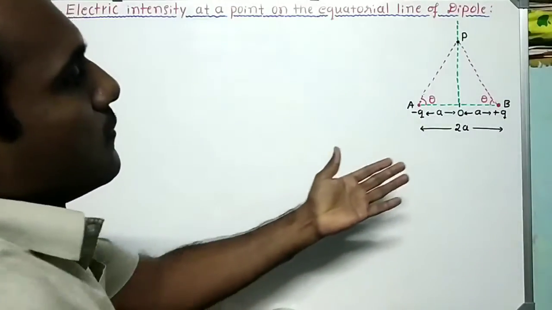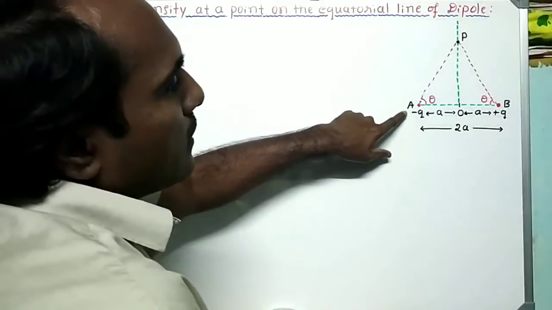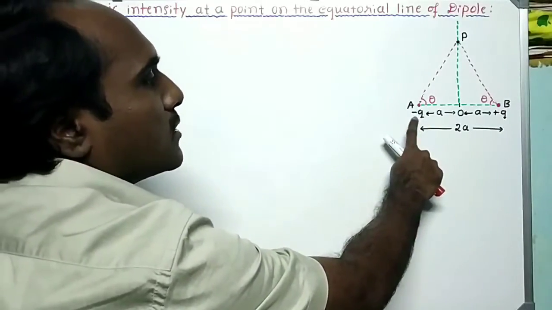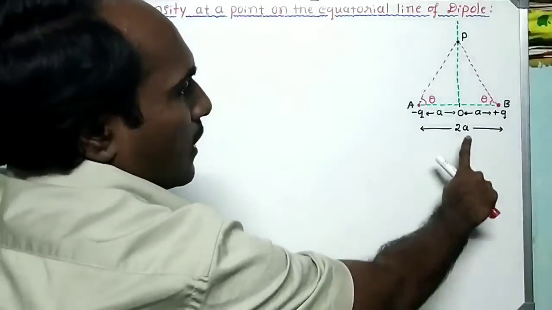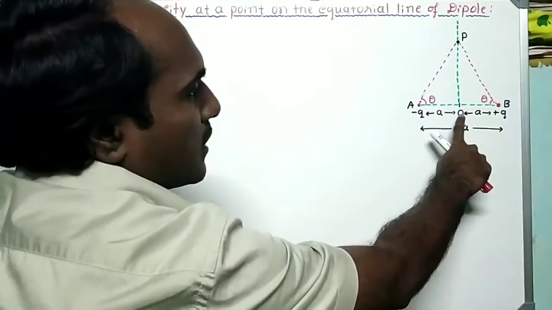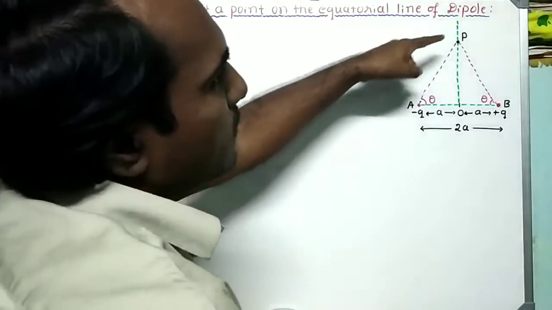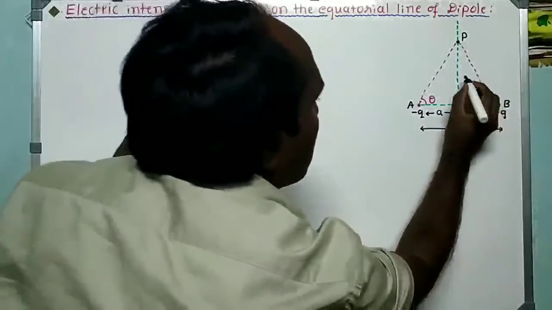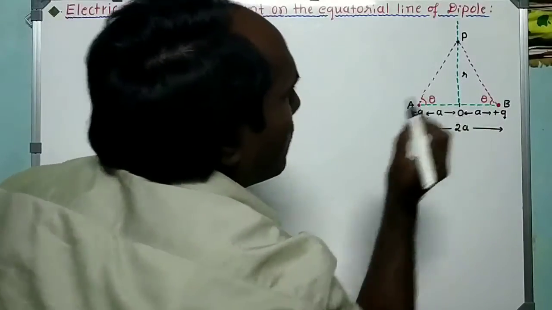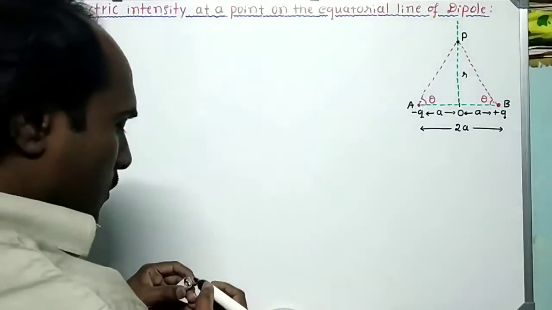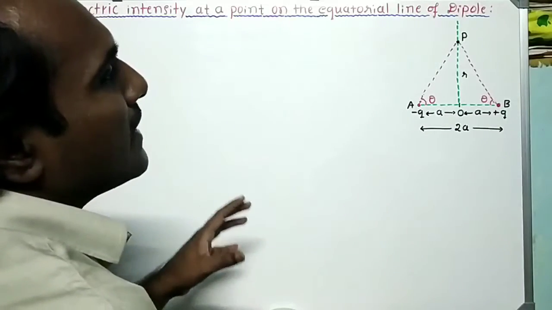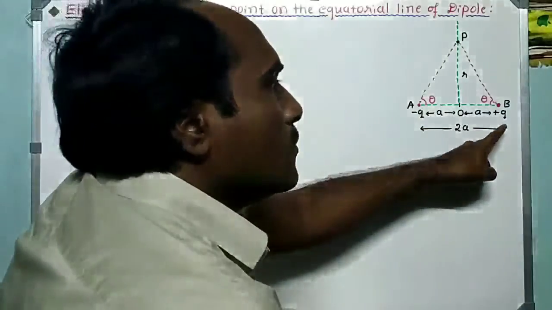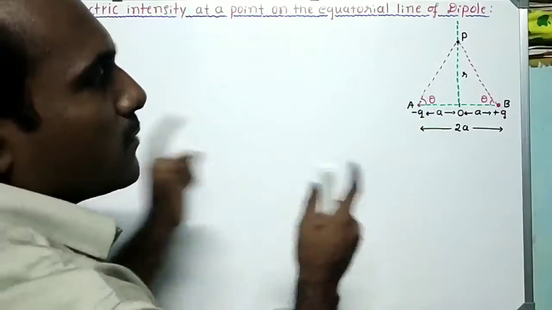See here what we have considered. We have considered an electric dipole AB which is made up of minus q charge and plus q charge, having dipole length 2a with center O. And let P be a point at a distance r from the center of the dipole. Now our aim is to find the electric intensity at point P due to minus q charge, due to plus q charge, that is due to a dipole.